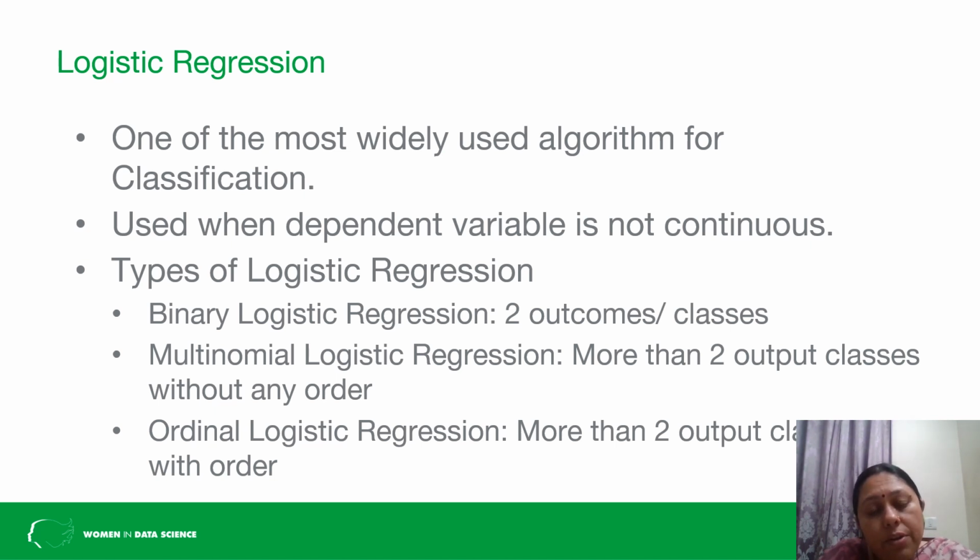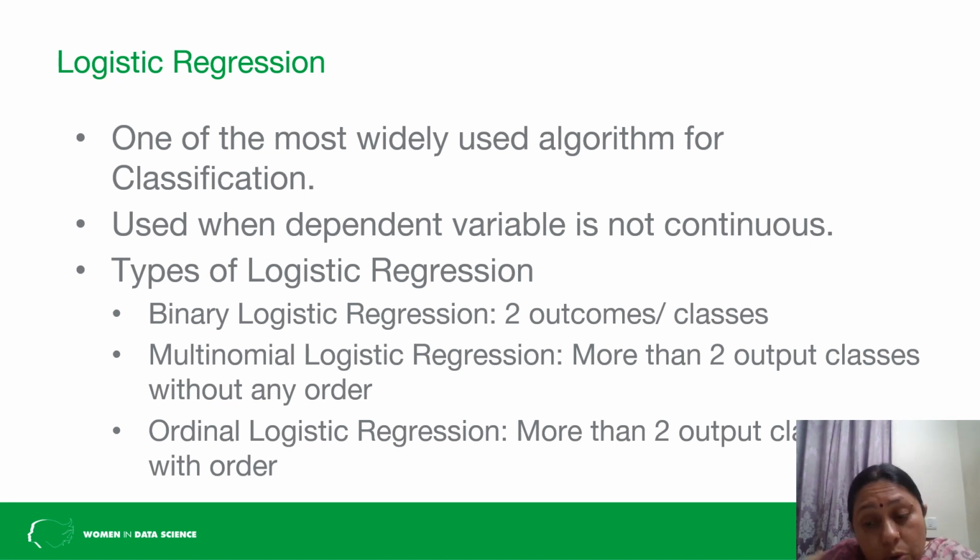Now, three types of logistic regression can be defined: binary, multinomial, and ordinal logistic regression. Binary logistic regression is used when we have two outcomes. For example, spam filter, yes or no. Person has a disease, yes or no. 0 or 1. So when we have two output classes, we use binary logistic regression. Multinomial logistic regression: when we have more than two output classes, then multinomial logistic regression is used.